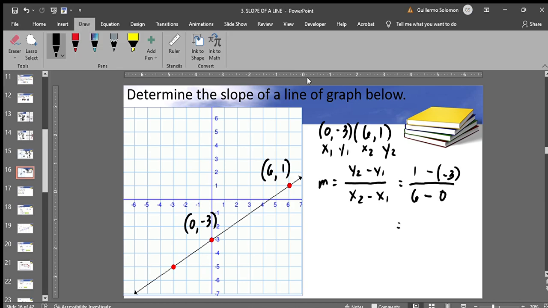Equals. So apply the rule of subtraction of integers. Change the sign of the subtrahend, then proceed to addition. So 1 plus 3, that is 4. Next, 6 minus 0, that is 6. And then reduce it to lowest terms. You will get 4 over 6, that is 2/3. So that is our slope. The slope is 2/3. And that's how we find the slope of a line given 2 points in a graph.